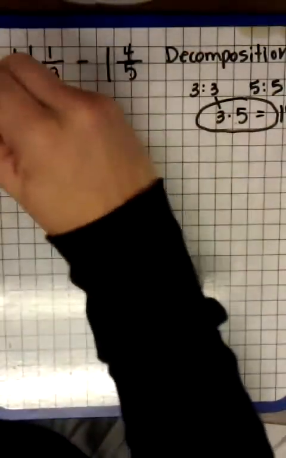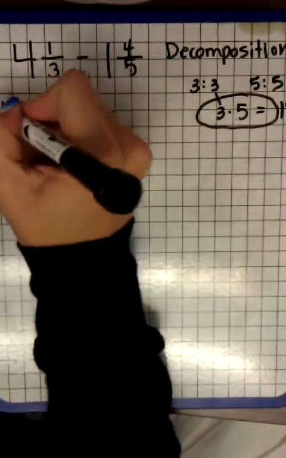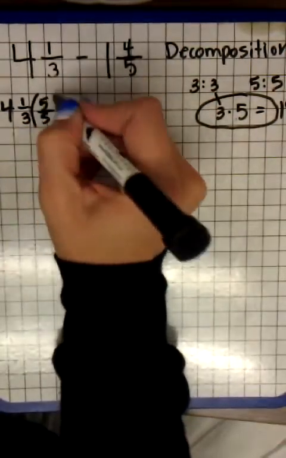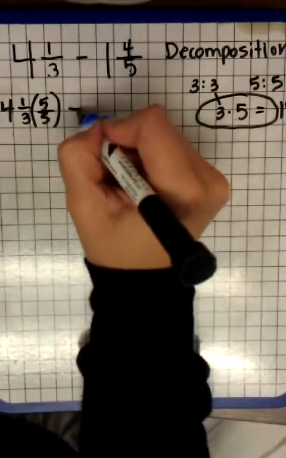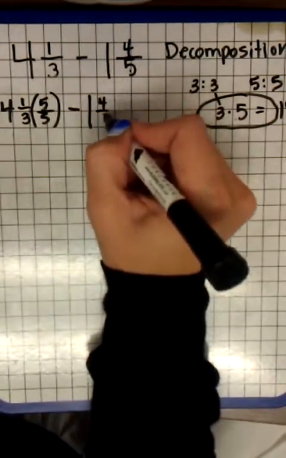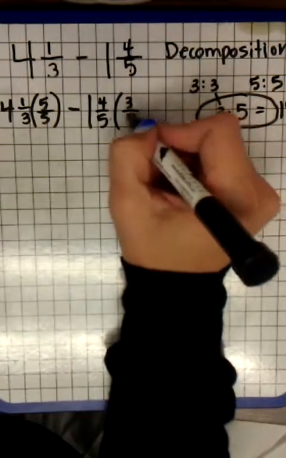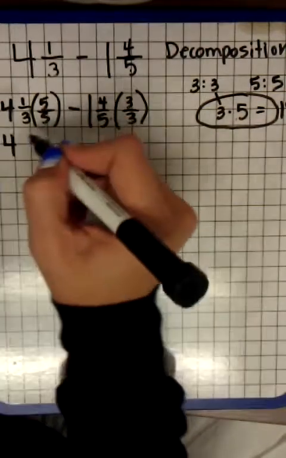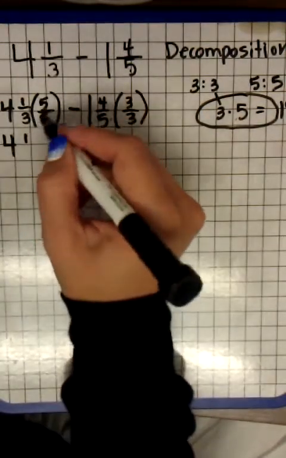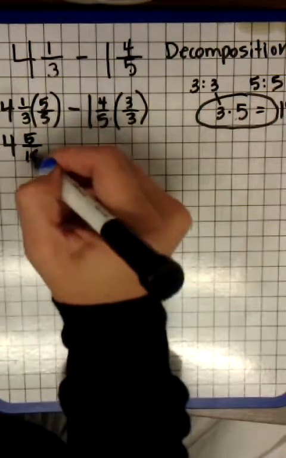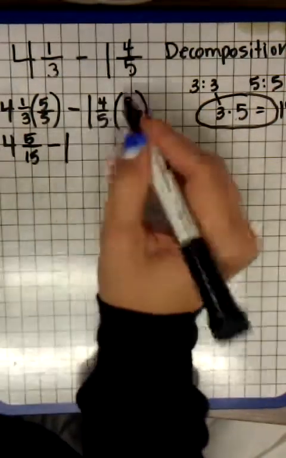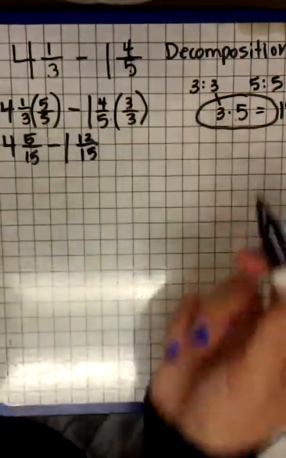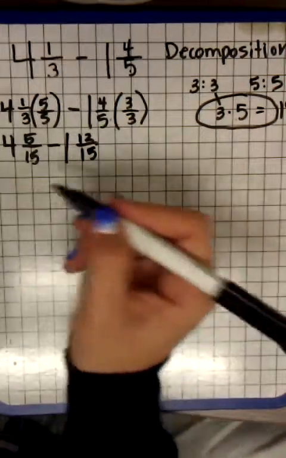4, I don't want to write it like that. So 4 and 1/3, I would multiply by 5/5 to get a denominator of 15, minus 1 and 4/5 times 3/3, because this would give me a denominator of 15. Now I'm going to simplify. 1 times 5 is 5, 3 times 5 is 15, minus 1, 4 times 3 is 12, 5 times 3 is 15. Okay, so now I'm going to rewrite my problem.